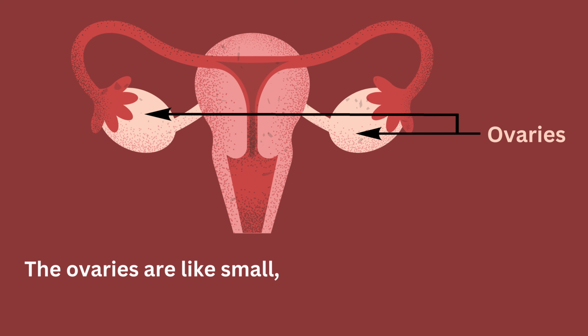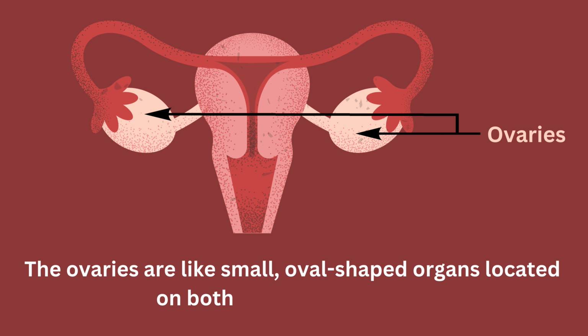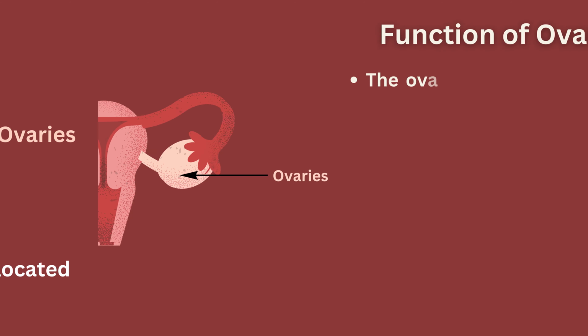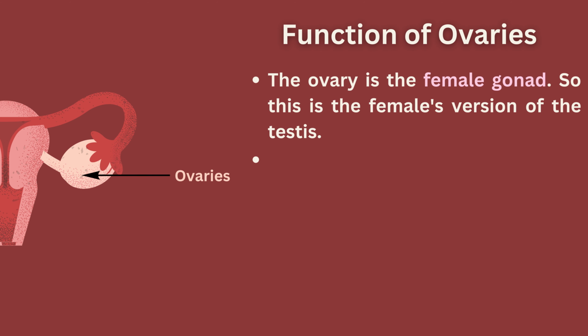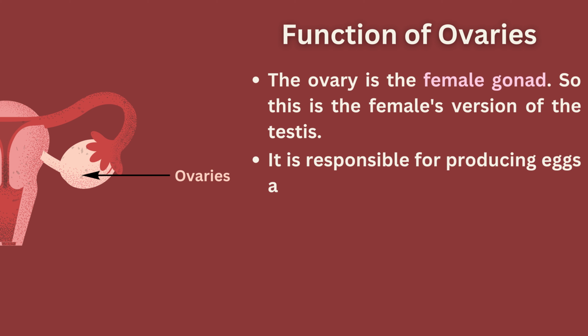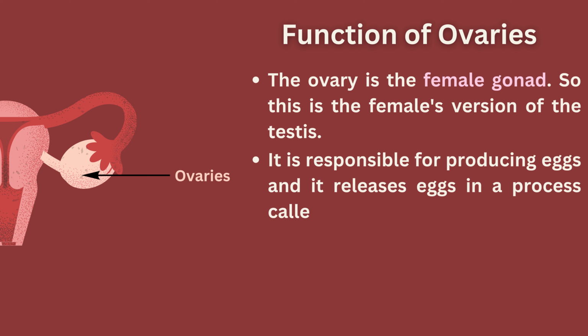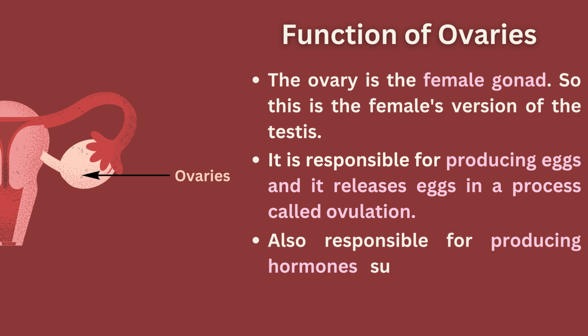The ovaries are like small oval-shaped organs located on both sides of the uterus. The ovary is the female gonad, so this is basically the female version of the testis. It is responsible for producing eggs, and it releases the eggs in a process called ovulation. It is also responsible for producing hormones such as estrogen and progesterone.